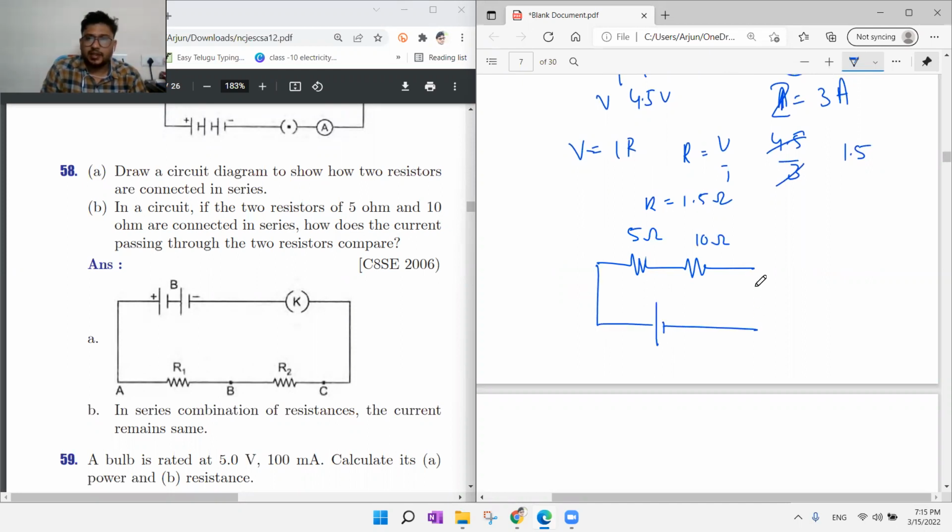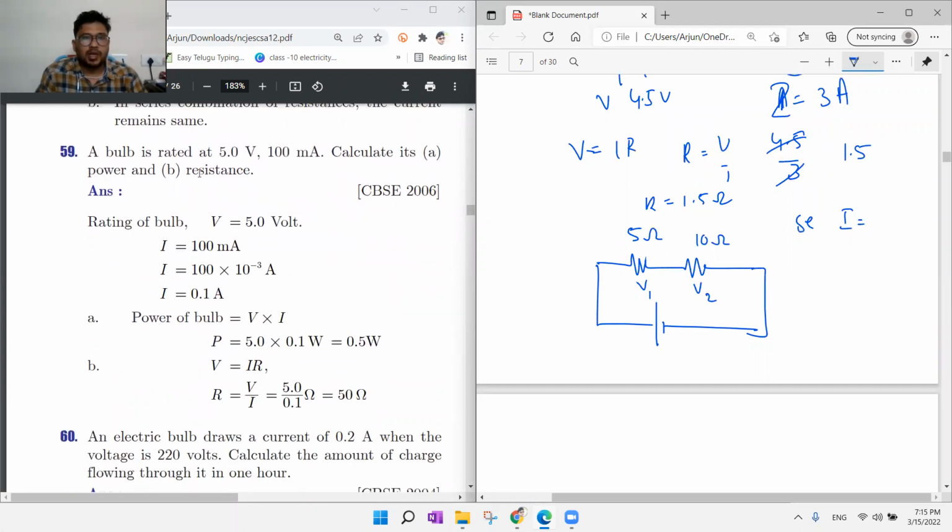and if there is some battery, what happens to the current? In series, the current will be constant. That's it. Current remains the same. So your answer you can write: in series combination of resistances, the current remains the same. If they ask about voltage, voltages will differ. Near the 5 ohm resistor, the voltage will be V1. Near the 10 ohm resistor, the voltage will be V2. That is the answer you can write.